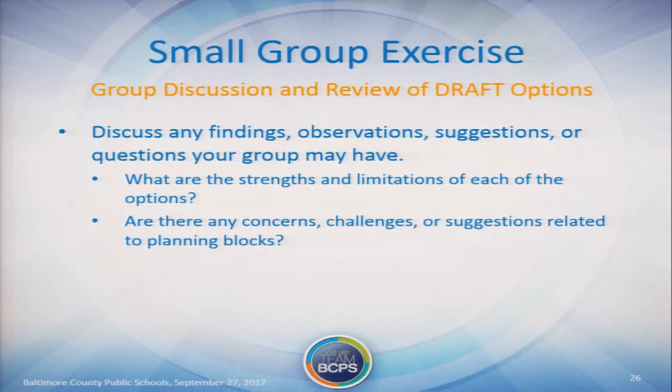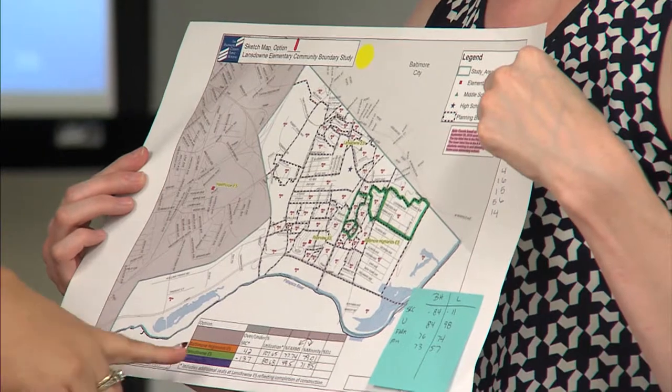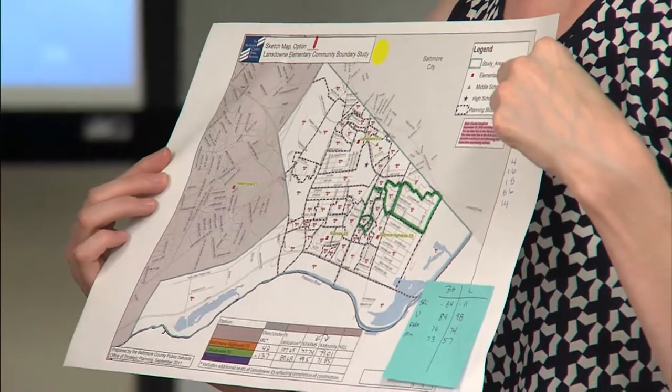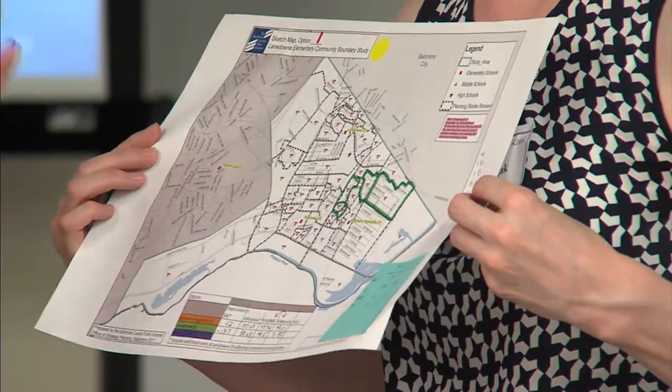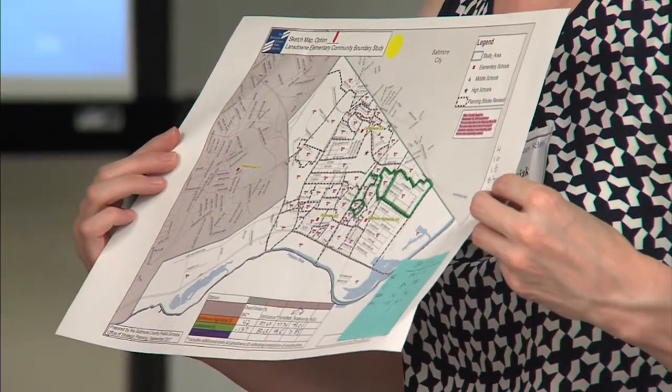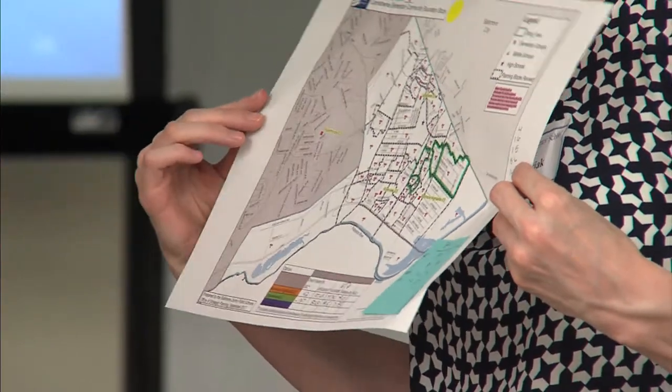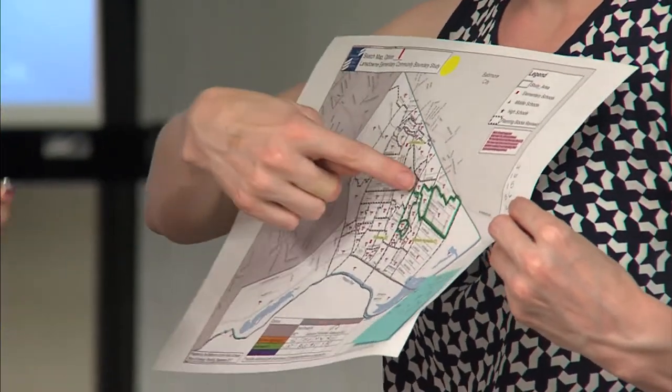Okay, so the first option that we came up with, we just went with moving planning blocks number 4 and 16 out of the Baltimore Highlands community. We didn't really go into the other side. And it really didn't drastically change anything. Lansdowne was still way under capacity and Baltimore Highlands was still above capacity. It didn't really change the farms and the minorities or utilization. So we kind of scrapped that one and went a little bit further.